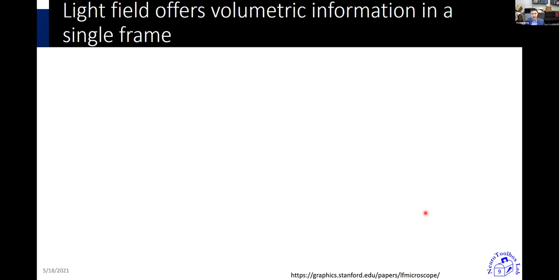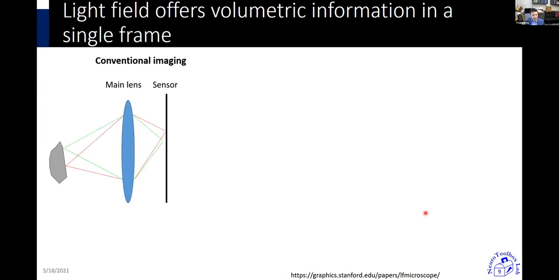So one way to do that, which comprises the stuff I'm going to talk about, is light field microscopy. This was invented in about 2005, and the idea is that it differs from a conventional microscope by being able to image entire volumes within one frame of capture. All right, so how does it do that?